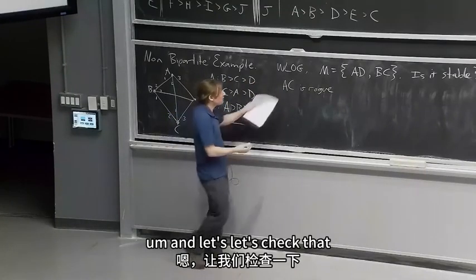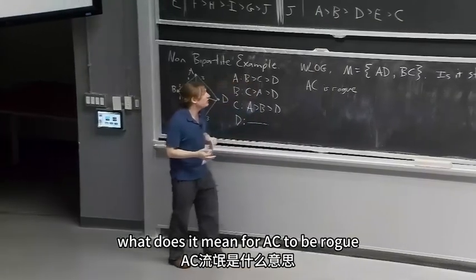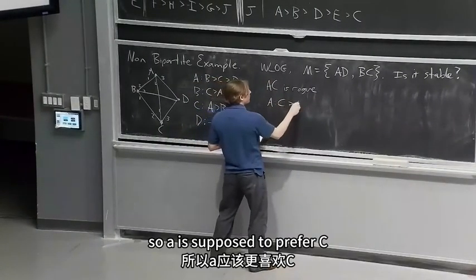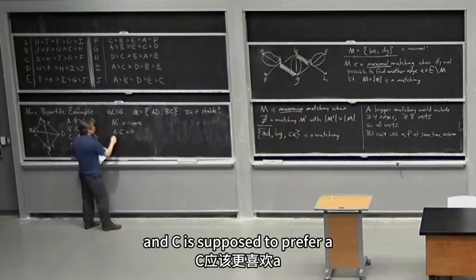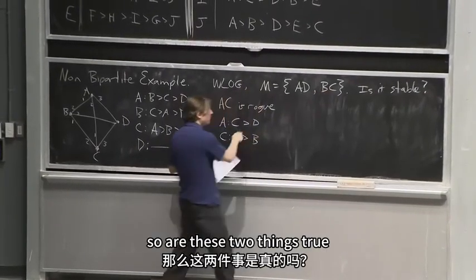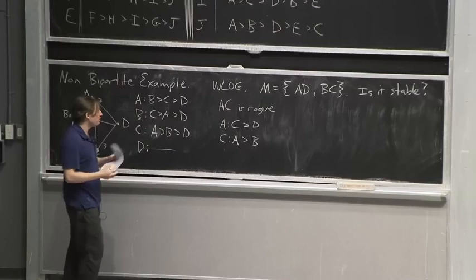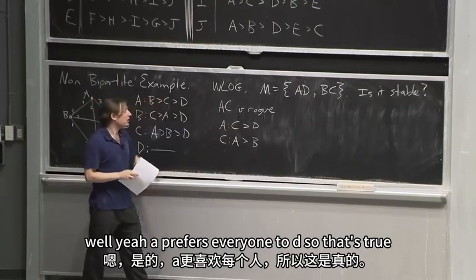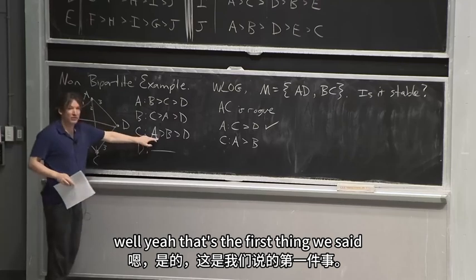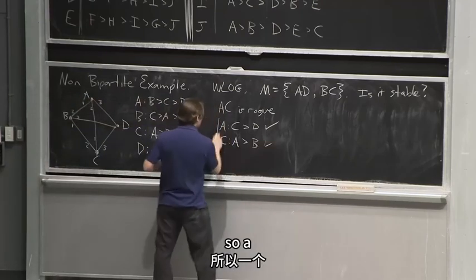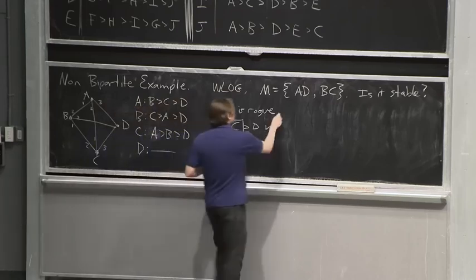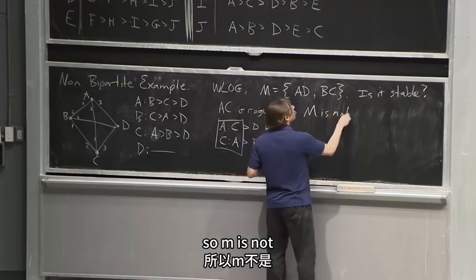Let's check that. What does it mean for AC to be rogue? Well, it means A prefers C more than their assigned partner, and C prefers A over their assigned partner, which is B. So are these 2 things true? Does A prefer C over D? Yeah, A prefers everyone to D, so that's true. Does C prefer A over B? Yeah, that's the first thing we said. So A and C prefer each other more than their assigned partners and are therefore rogue. So M is not stable.